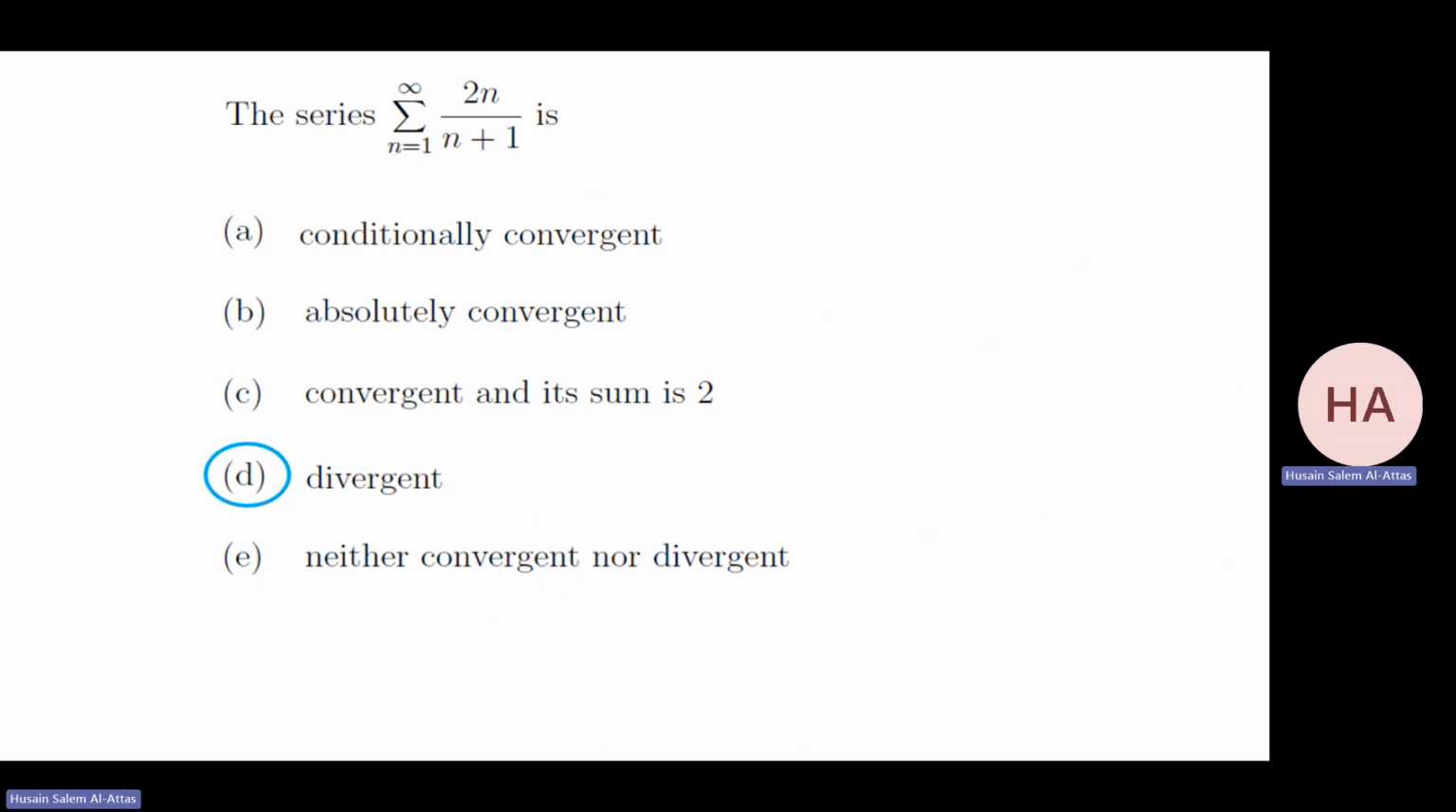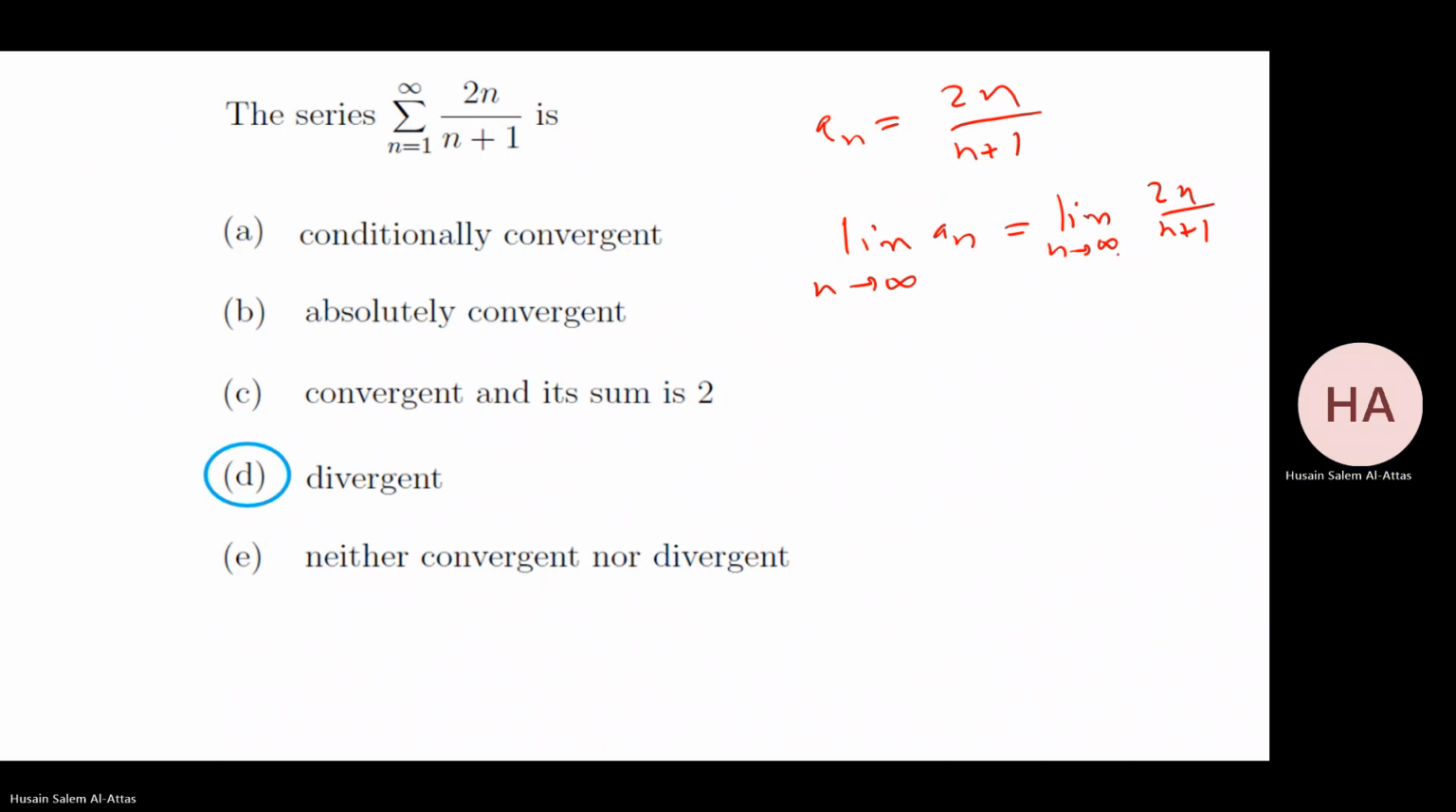2n over n plus 1. Yeah, it is very clear. a_n is 2n over n plus 1. What will be the limit of a_n as n goes to infinity? The limit as n goes to infinity of 2n over n plus 1, same degree. So it will be just the coefficient 2, not equal to 0. So the series diverges.